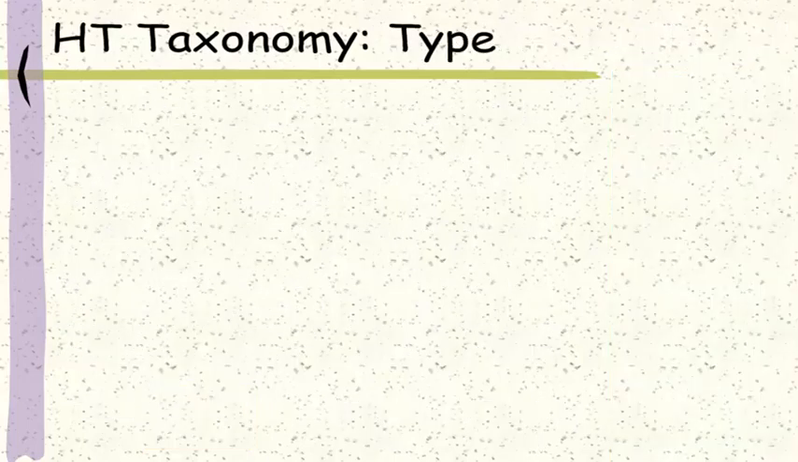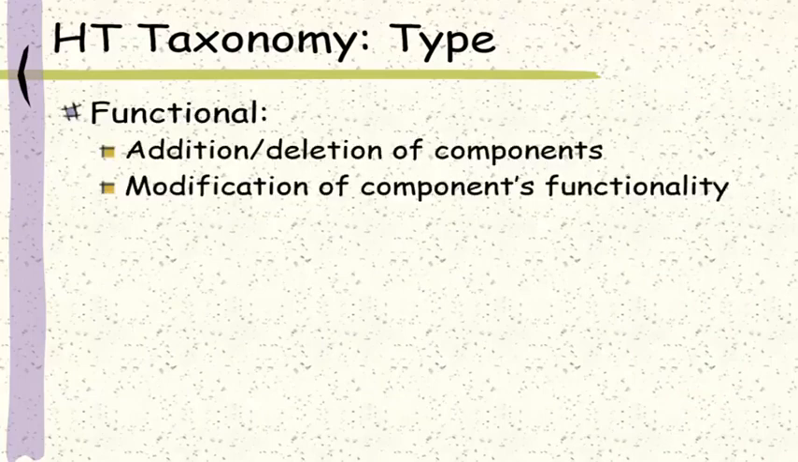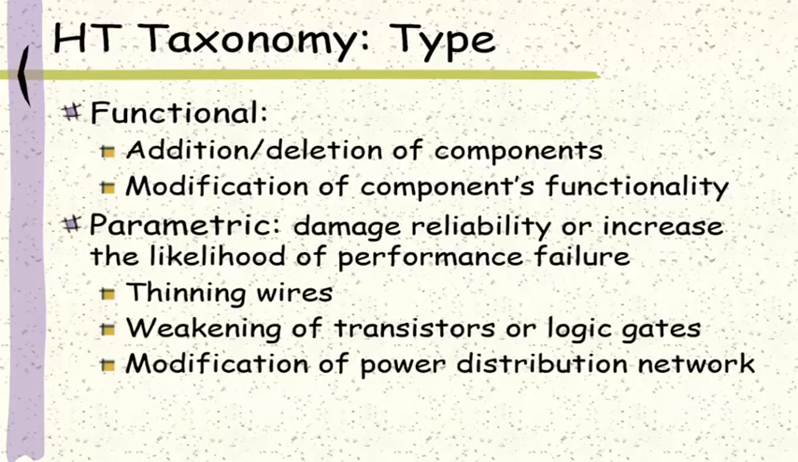Based on whether the hardware Trojan changes the system's functionality or not, they can be considered as functional hardware Trojans or parametric hardware Trojans. Functional hardware Trojans are those that will change the system's functionalities. Examples include adding an extra functional unit, removing or modifying the system's components.